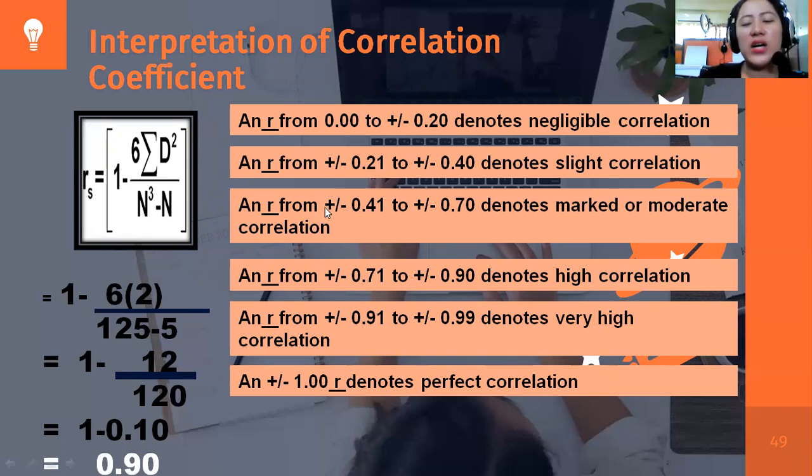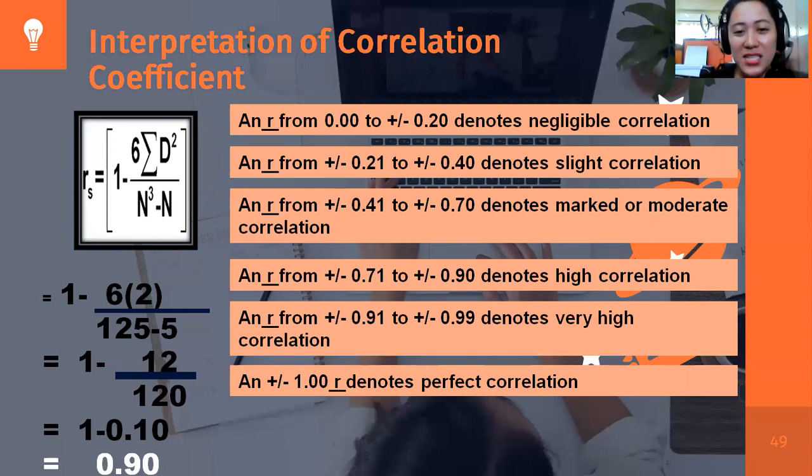An R from positive or negative 0.41 to positive or negative 0.70 denotes marked or moderate correlation. So this is better. An R from positive or negative 0.71 to positive or negative 0.90 denotes high correlation. Therefore, we are having high correlation, so the instrument I used is reliable. An R from 0.91 to 0.99 denotes very high correlation. And then, of course, if there's no difference, that's perfect correlation.